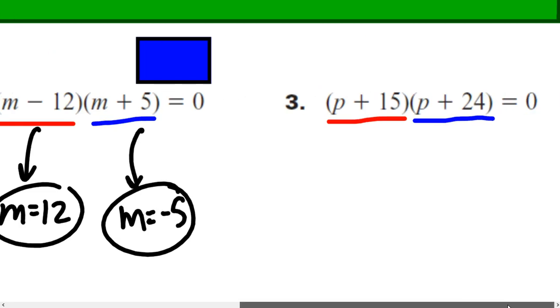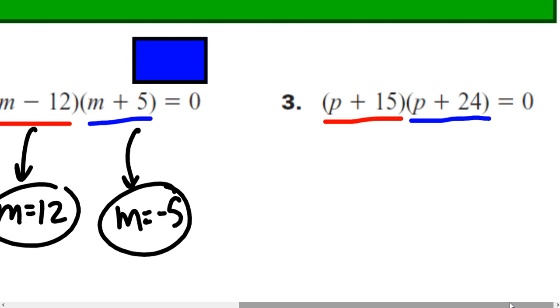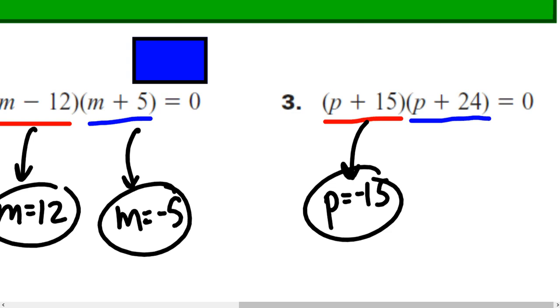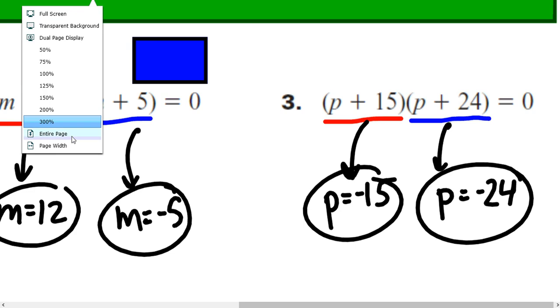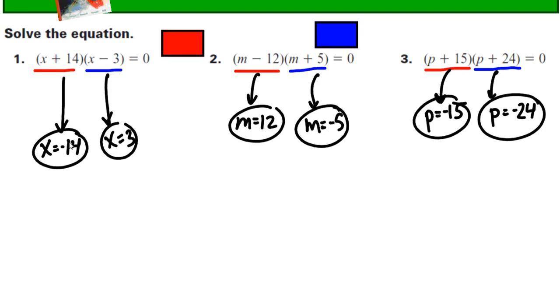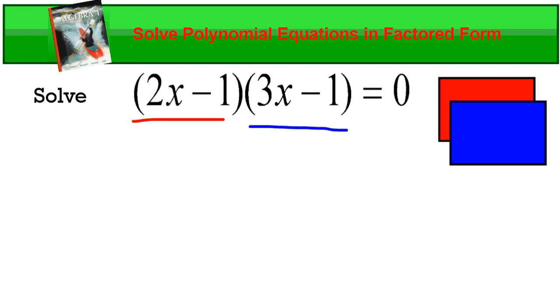Last ones. I won't use the boxes. I think you get the idea. If it was the red thing that was equal to 0, p is negative 15. If it was the blue thing, then p is negative 24. P has to be one of those two values because either the red or the blue has to be 0 in order for the statement to multiply two items and make 0. So if it's factored, these are pretty easy questions.